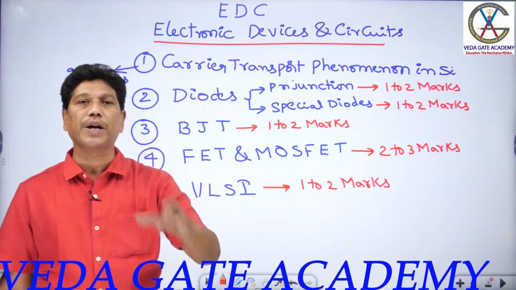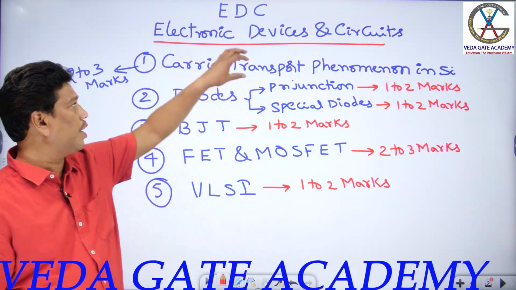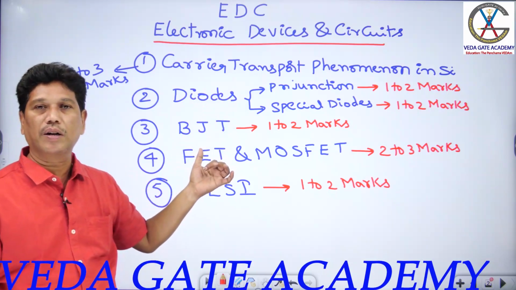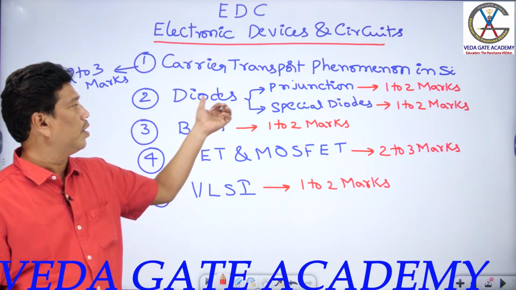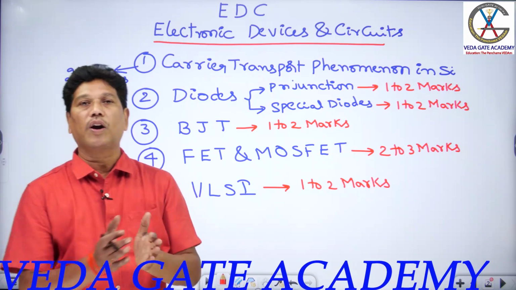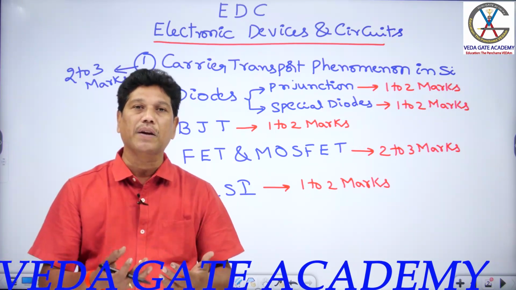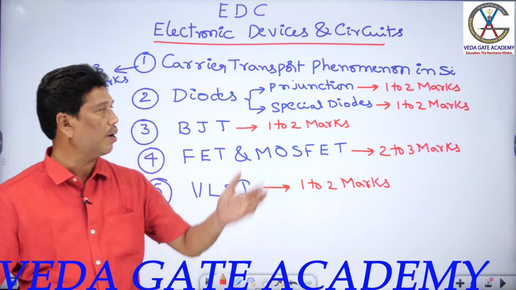So this is the base for the EDC part. If the student knows this well, then it is easy to go through the remaining part. In the diodes part, you can examine what happens whenever you combine p-type and n-type material together. The resultant formation you can call a diode.